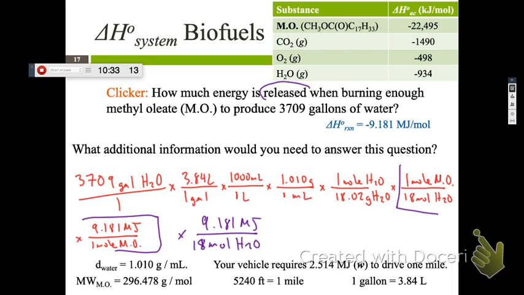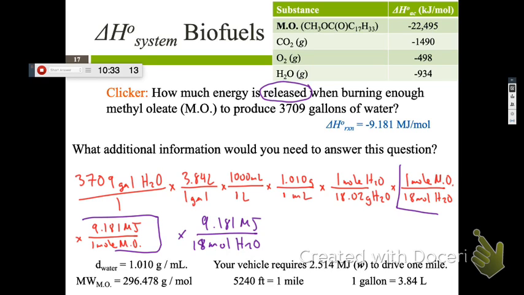So this question states released, so our final answer would not need to have a negative sign. If I said, what is delta H of that combustion, you would need to put a negative sign there. I would be very careful about what you do there.